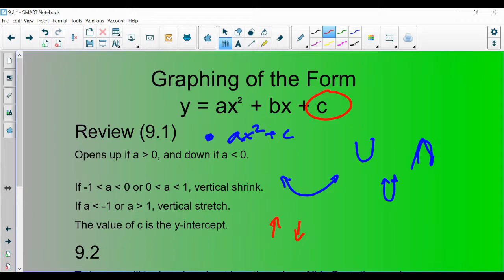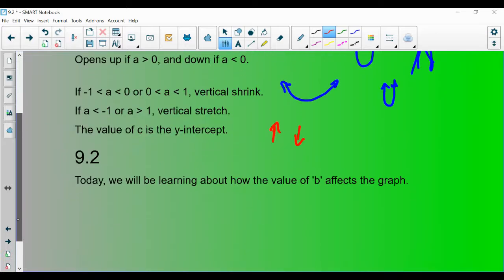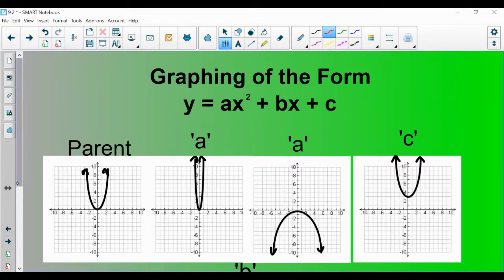And in our web quest, we talked about what effect b has on our graphs as well. So a decides if it's open up or down, and it decides what shape it is. Is it wider? Is it more narrow? C shifts you up and down. Hopefully you guys can put together that b is what shifts left or right. So I've got a little illustration for that here.